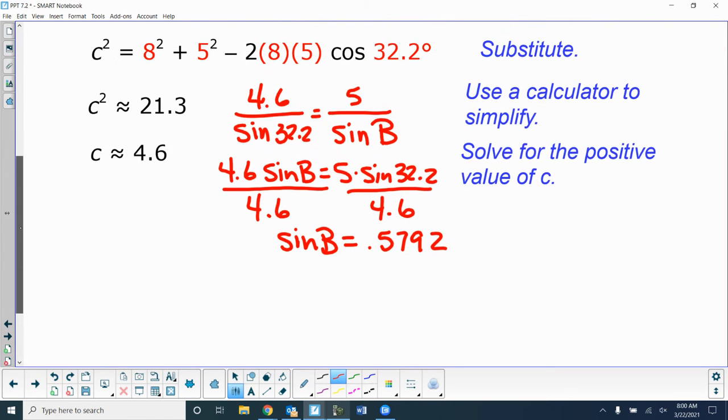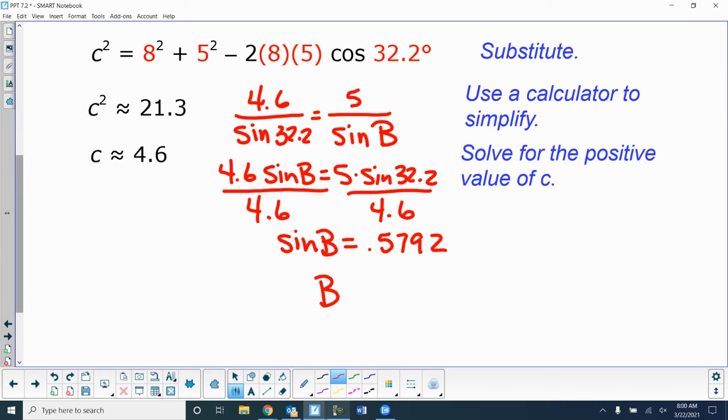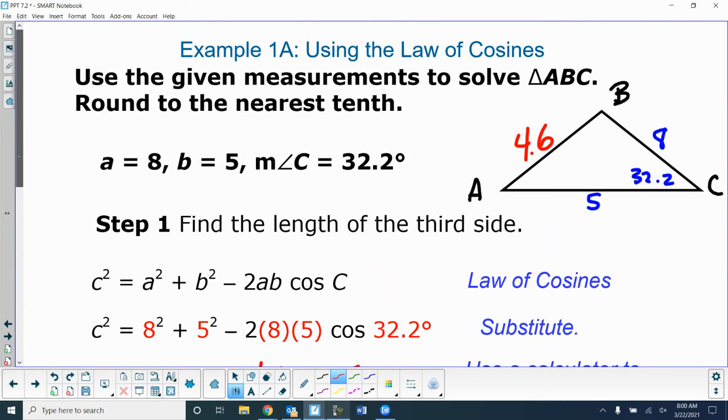All right, so I've got that in my calculator. So I'm going to hit second sine, second answer, close it up. And that's 35.4. So that's my degree measure of angle B. So I write that in.